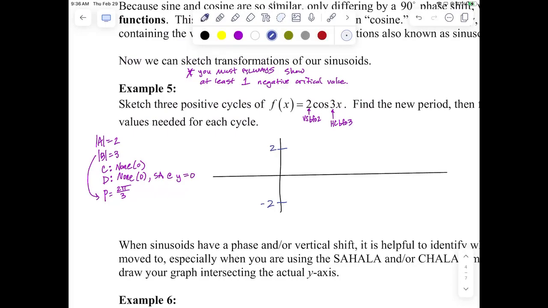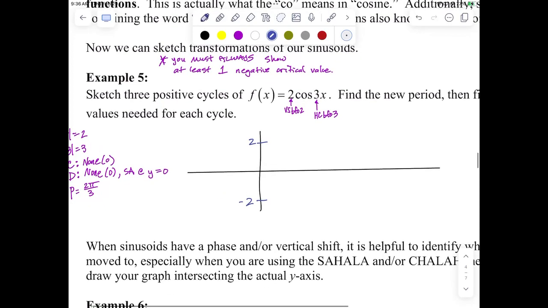Now, here's how you set up the x-axis. This will eventually become the one that gets more complicated when we have phase shifts. But right now, there's no phase shift. So I'm going to come out about right here. If I need to show 3 positive cycles, I'm going to let that be the length of one cycle. So what am I going to call the length of one cycle here? Not 2 pi, but what? 2 pi thirds. That's one.